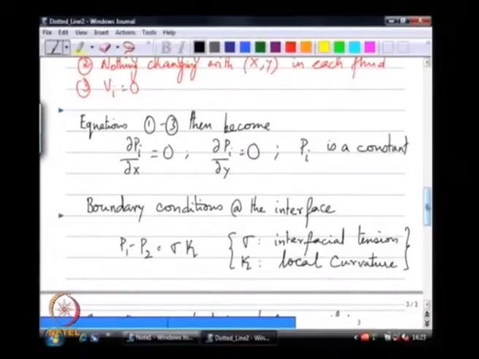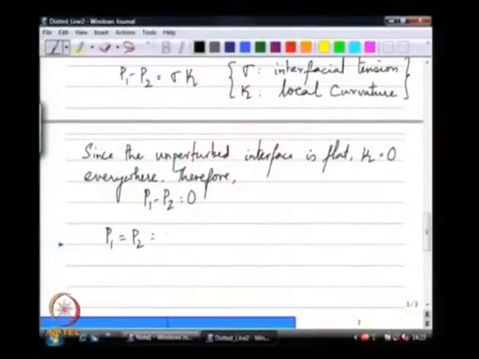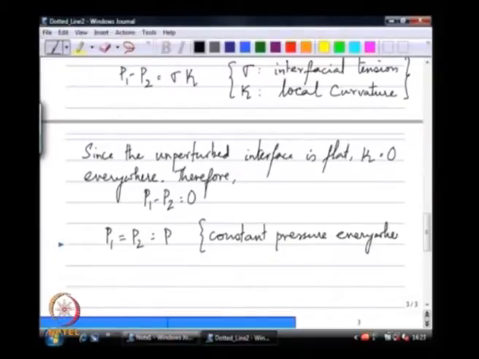We now know PI is a constant. The governing equation said PI in each phase is a constant. The boundary condition says P1 minus P2 has to be 0. What this says is that P1 is equal to P2 equal to some P. So, physically it is just constant pressure everywhere. P is just a number. This capital P is whatever is the actual magnitude of the pressure, and that is the same pressure everywhere, both in fluid 1 and in fluid 2.